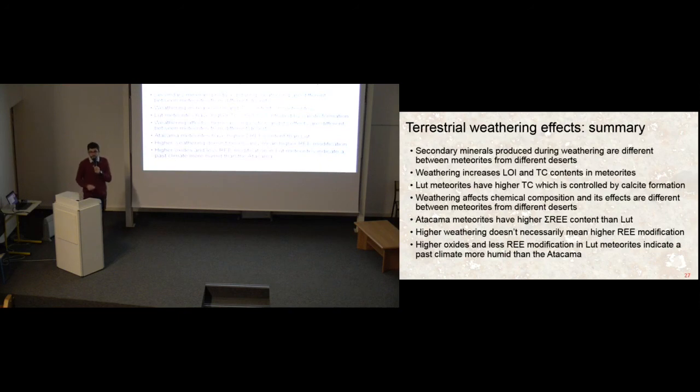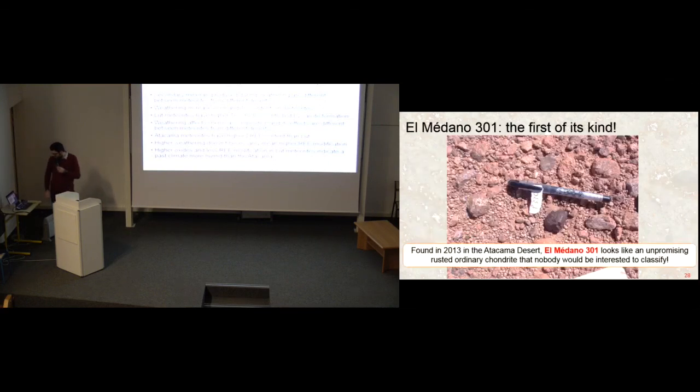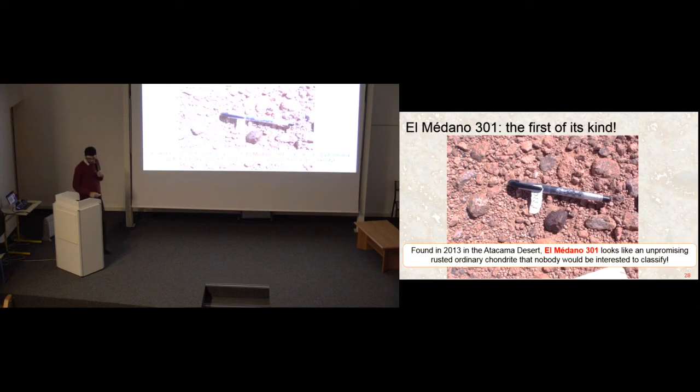So this is one of the importances of this work, that it shows that people who are working on meteorites from different deserts should be careful. First of all, they shouldn't really trust the chemistry of a meteorite by only looking at the unweathered nature of the meteorite. This talk, as I mentioned before, is about meteorites from hot deserts, not only normal-looking meteorites.